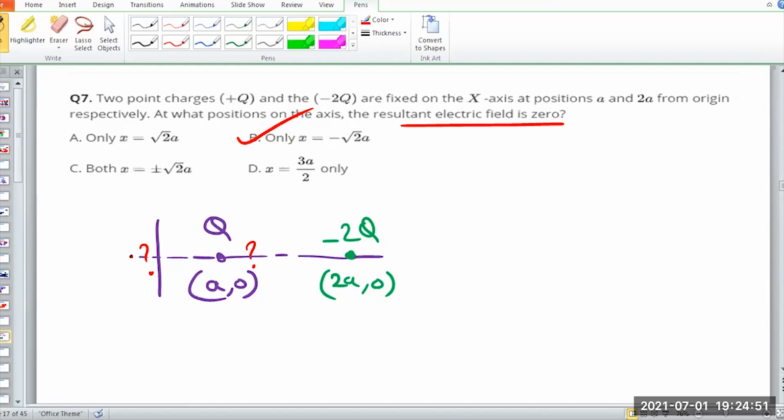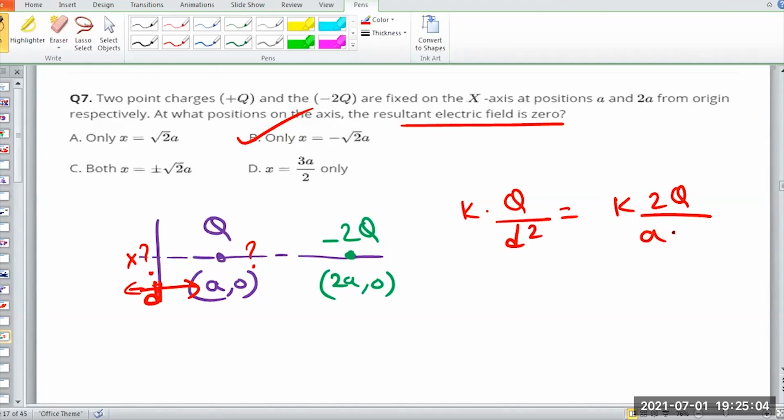Suppose it is at distance d from the origin, or say from this point, d. So I can simply write k into q by d square will be equal to k into 2q by (a plus d) whole square. So my d will come at minus root 2 times of a.